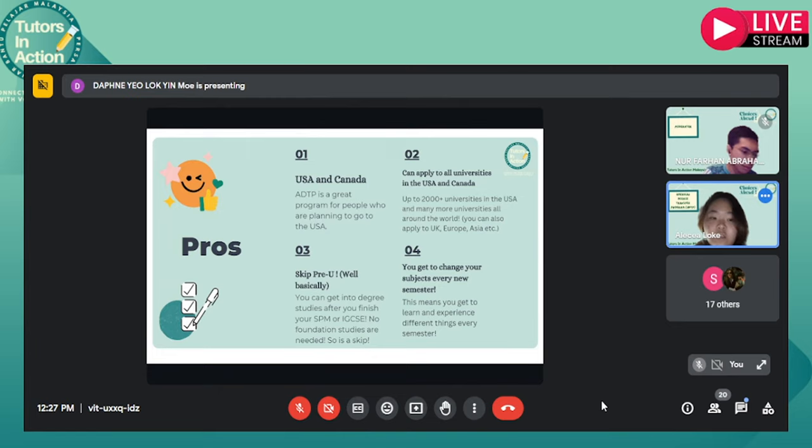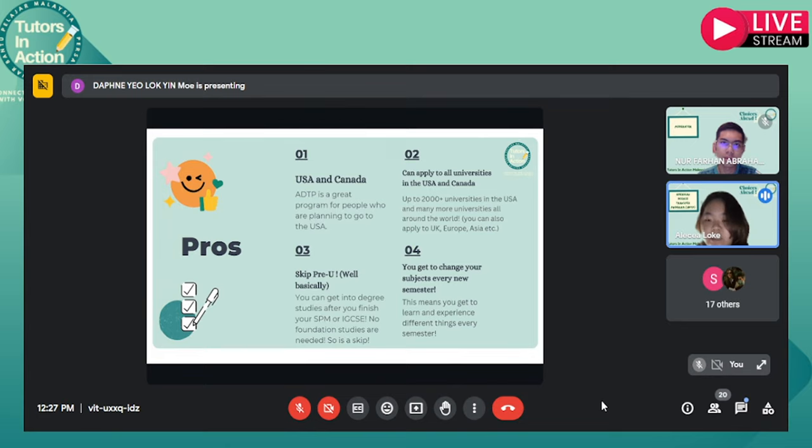And the third pro is that you get to skip pre-U. So when taking ADTP, you jump straight into a degree. You do not need to do any foundation or any pre-U program. So you're basically doing a degree, and after 4 years, you'll be graduating.